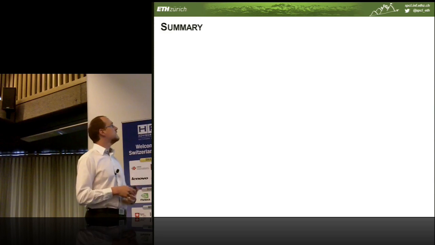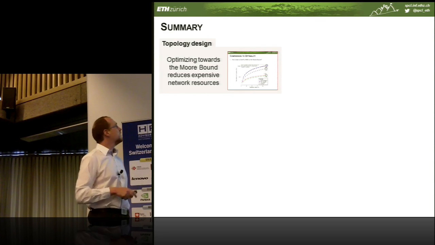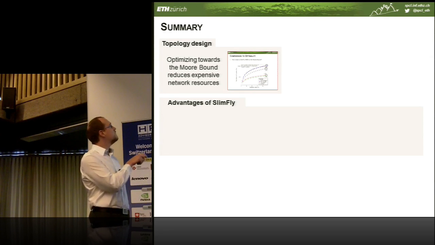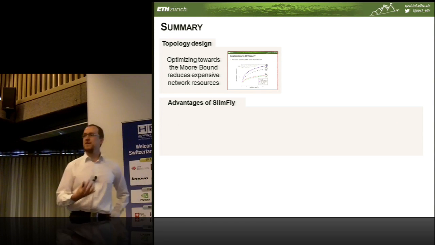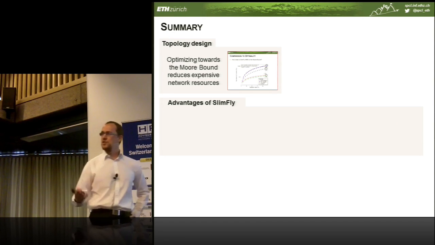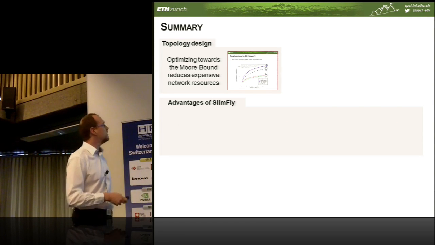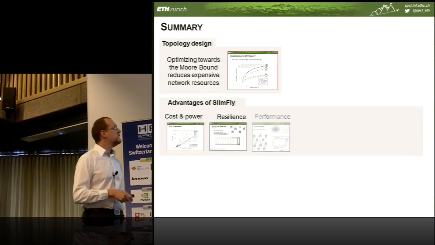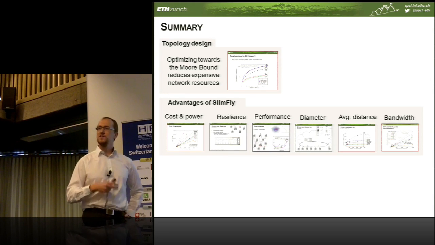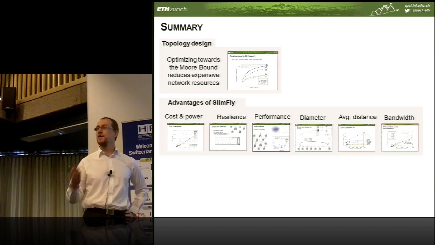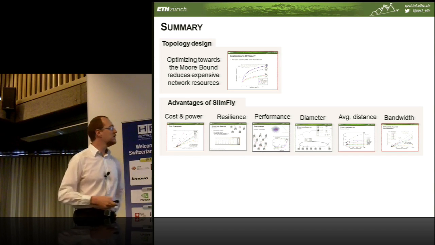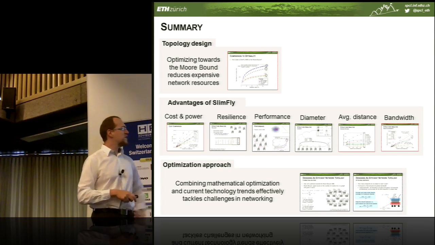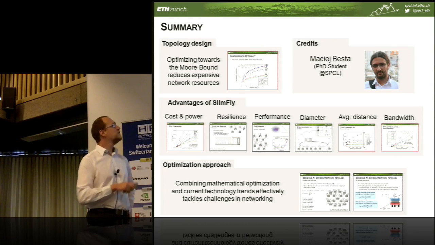To summarize briefly, we designed a new topology. The new idea is to optimize towards the Moore bound, using a mathematical optimization framework to achieve what we believe is the optimal topology. We found advantages in essentially all metrics. Let me repeat this: all metrics that you can measure a topology by, we're at least as good as the best contender. We used the mathematical optimization approach, as I just mentioned. My student did most of the work, of course.